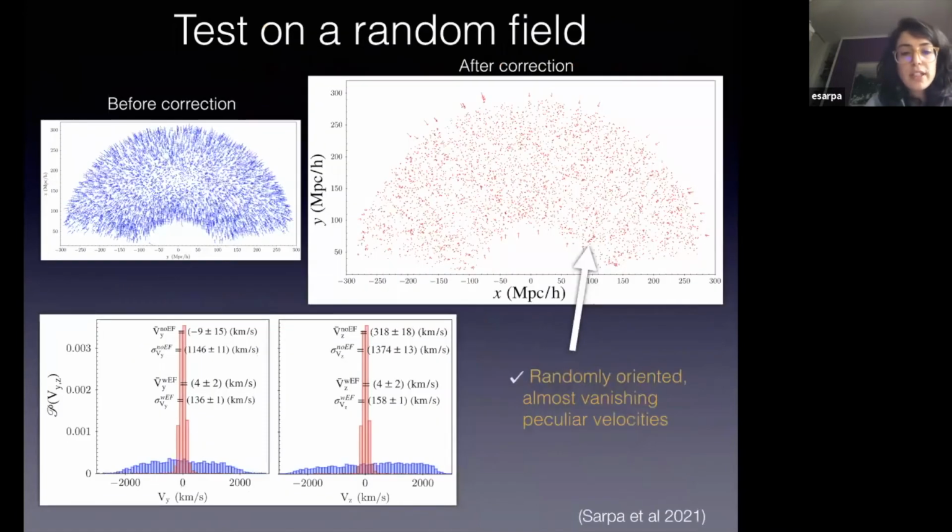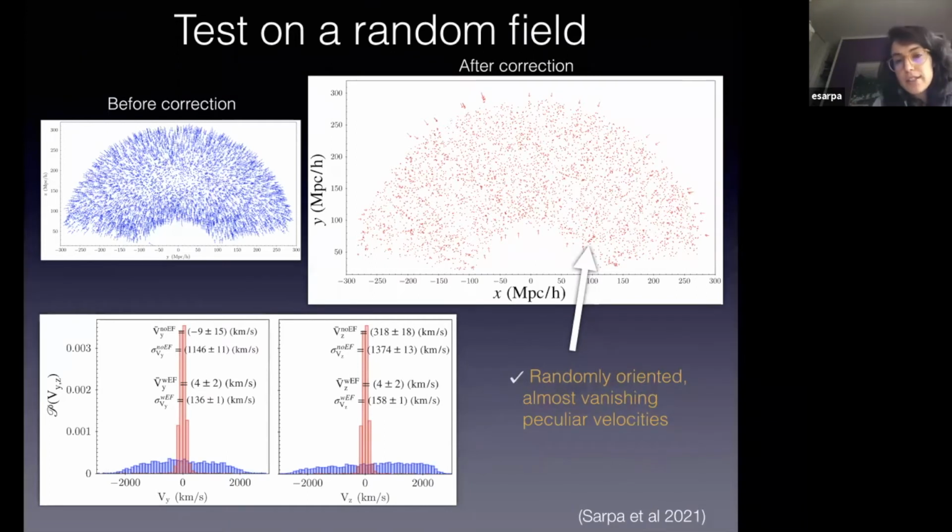To see the effect of this correction, I performed the reconstruction on a uniform matter distribution without including the effect of the external field. And what you see, again on the left, are the results for the velocity field. Again, it presents this effect of the strong bulk flow. While after introducing the correction, we see that the velocities are much smaller and also randomly oriented.